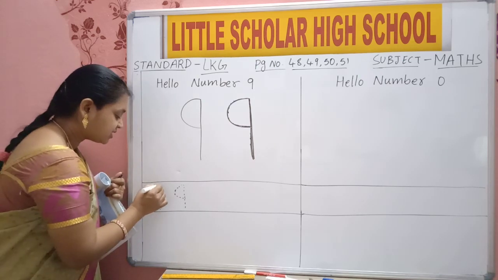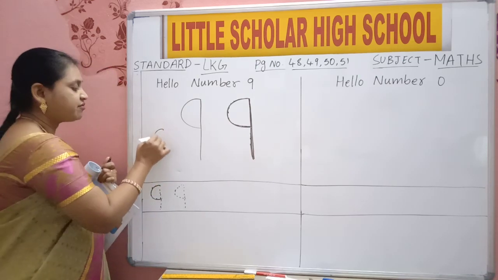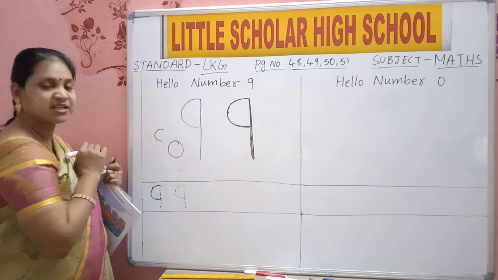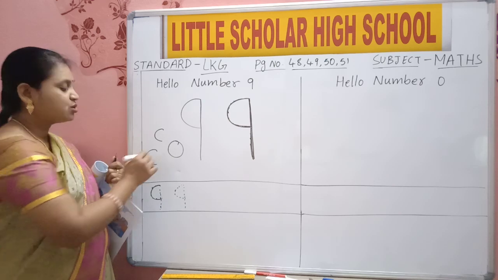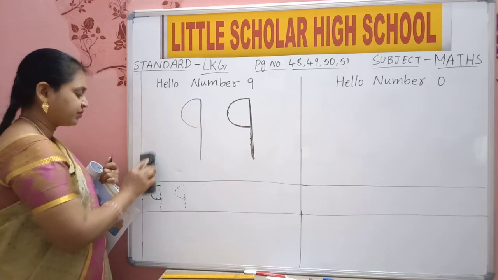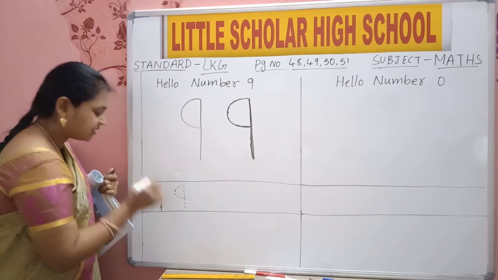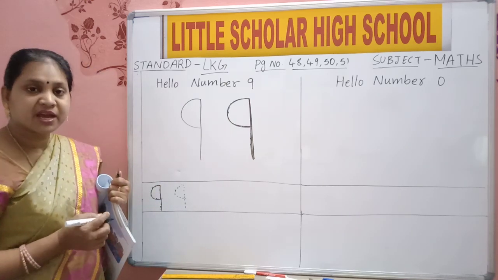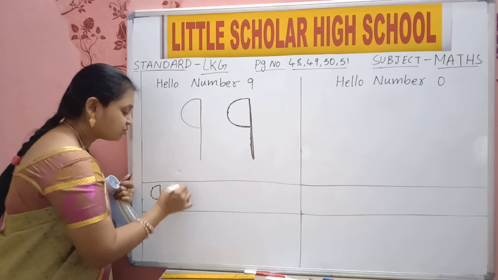First you will write C, a half curve. This is a half curve. Circle means a full circle. Half circle means we will write in this way, no? So you will write a half curve, or you can say C. Then one standing line. Number 9. Say and write in your textbook.